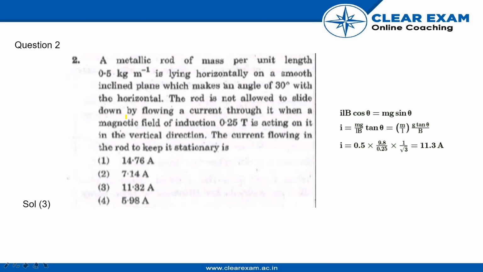The rod is not allowed to slide down by flowing current through it when a magnetic field of induction 0.5 T is acting on it in the vertical direction.